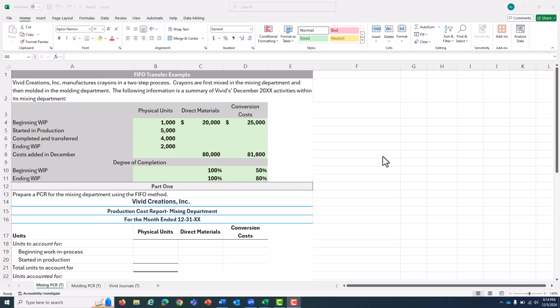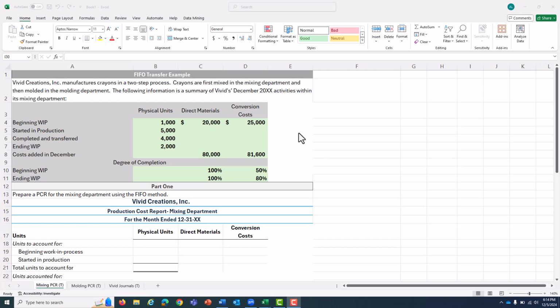In this example problem, we're going to be preparing production costing reports for Vivid Creations. Vivid makes crayons, and they do so in a two-step process. Firstly, all the ingredients necessary to make the wax are put together in the mixing department, and then after the wax is properly mixed up and ready to go, it is transferred off to the molding department to be molded into the shape of crayons.